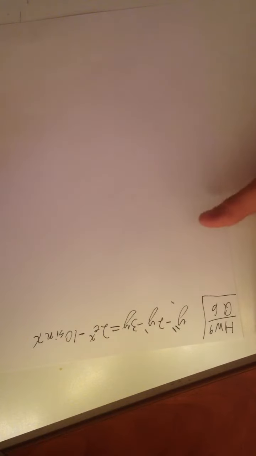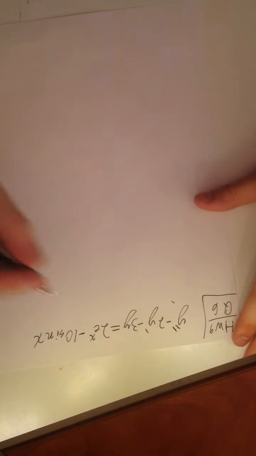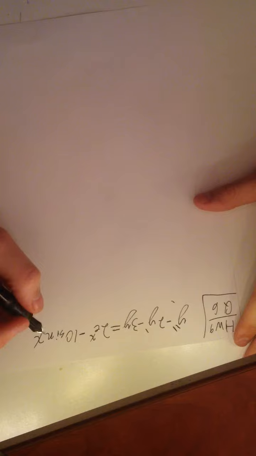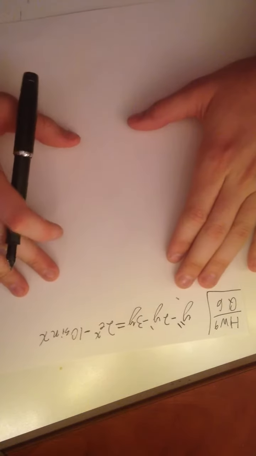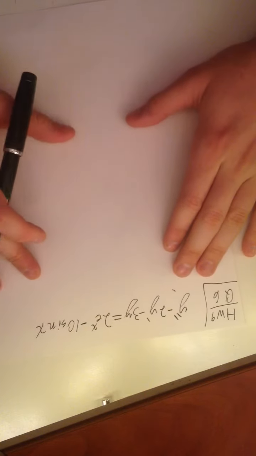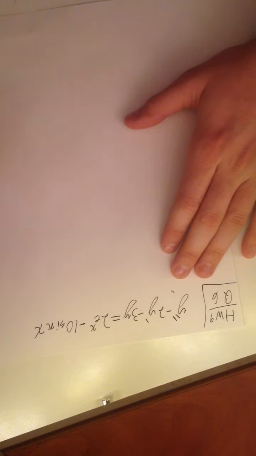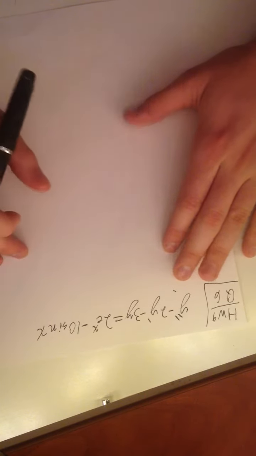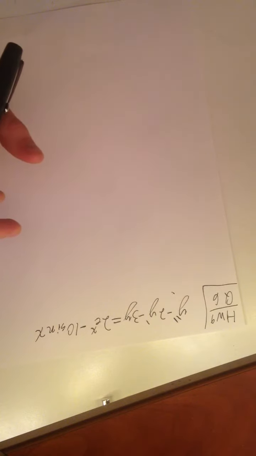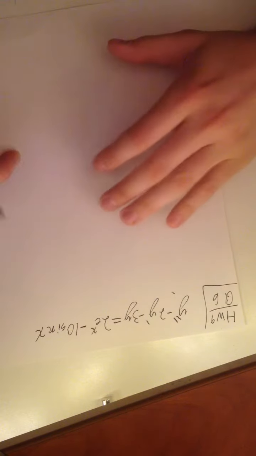Here we have homework number 9, question number 6. To solve this equation, we need to recognize that it is a non-homogeneous higher order with constant coefficients differential equation. This means that we can use our annihilator method.